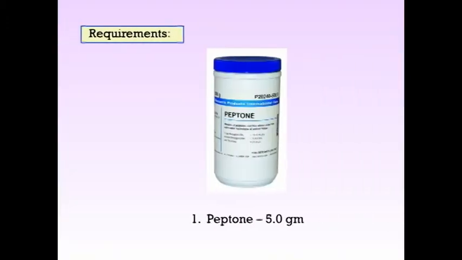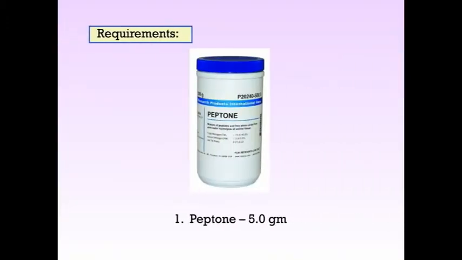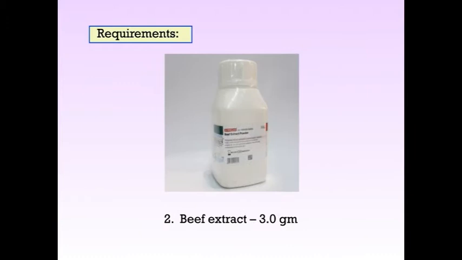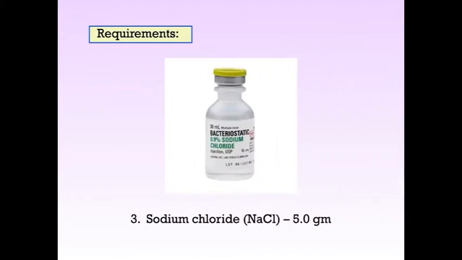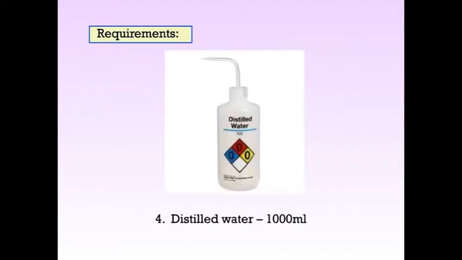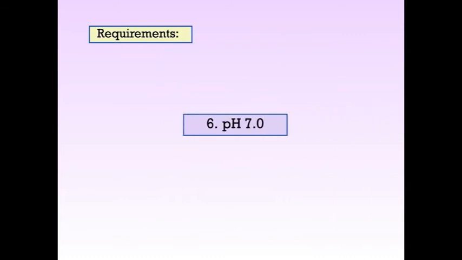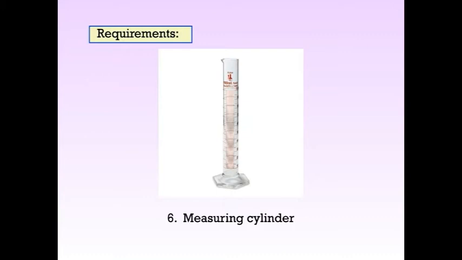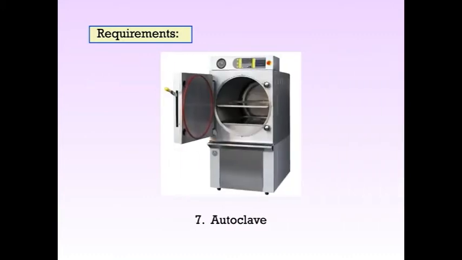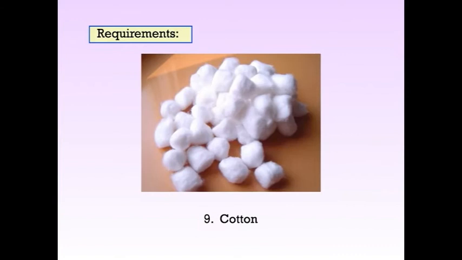Sodium chloride maintains the osmotic equilibrium of the medium. In the requirements: peptone, beef extract, sodium chloride, distilled water, and the pH should be maintained at 7. Then measuring cylinder, autoclave, hot plate, cotton, and so on. Next we'll come to the procedure.